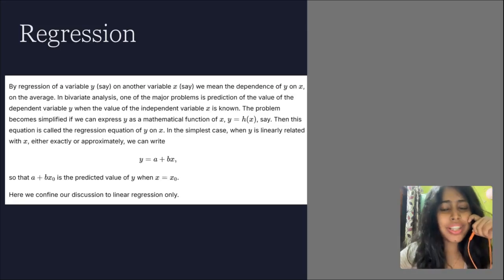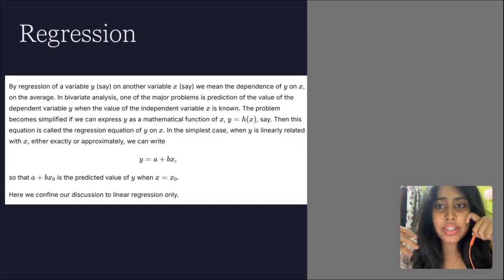Next line, in bivariate analysis, one of the major problems is prediction of the value of the dependent variable y when the value of the independent variable x is known. Bivariate just means two variables, and the main goal here is: if I know my x, how many hours I studied, I want to predict my y, what my test score will be. That is the whole point.